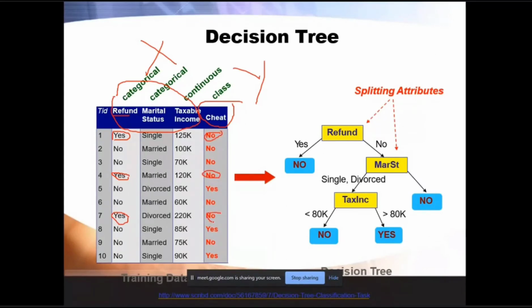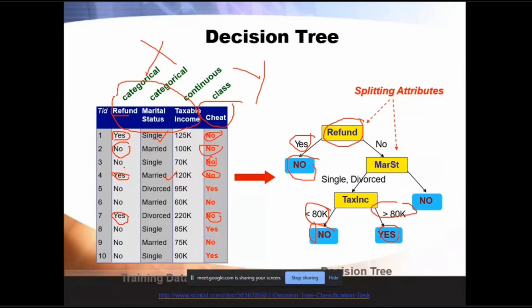So based on this data set of 10 rows, I am drawing a graph. Refund was yes, the result cheat was no. Then if refund was no and marital status was single or divorced, then if taxable income was less than 80K, cheat was no. Similarly, if taxable income was greater than 80K, then cheat was yes.